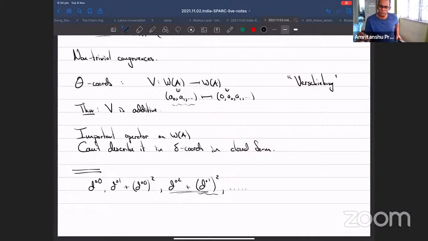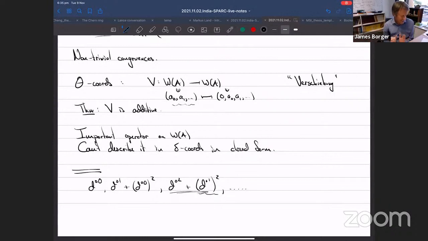What about Verschiebung? Does it have any? Yeah, it's an integral, right? I think maybe V could be like the integration operator. And then that goes from these differential Witt vectors to differential Witt vectors. And it's additive, but certainly not multiplicative.